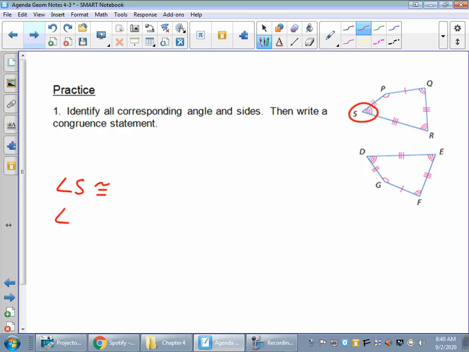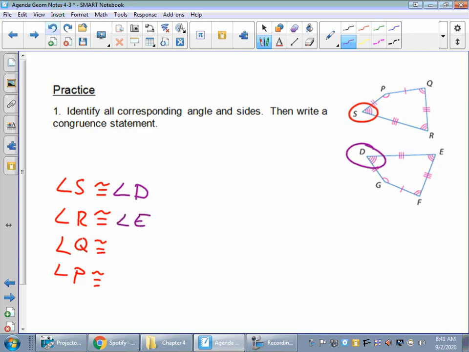So if I said angle R, what would that be congruent to? Angle Q and angle P. They would be congruent to what? So I can look at the other side. I'm looking for which one has 4 arc marks, right, for angle S. Well, D is the one that has 4 arc marks, right? So angle D has to be congruent with angle S. And then I go around. Angle R has 3 arc marks. Angle E would be the corresponding congruent angle.